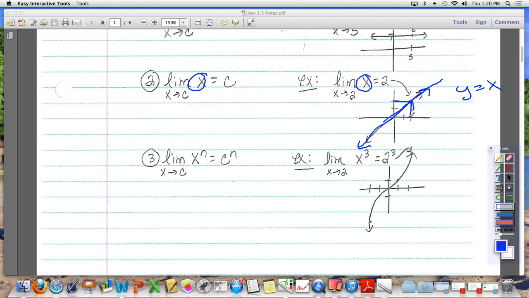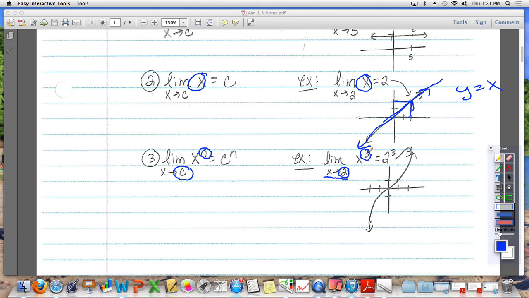Third example, the limit of some x value put to the n power, which is why above I had noted that the n value had to be greater than 0. This is only true for positive values of n, positive powers. If you are taking the limit as x approaches c of some x to a power, you will get the same answer as you would if you just took this c value and you put it to that exact same n value. So, the limit as x approaches 2 of x cubed, all you have to do is take that value of 2 and put it to the exact same power. You put it to the 3rd power.